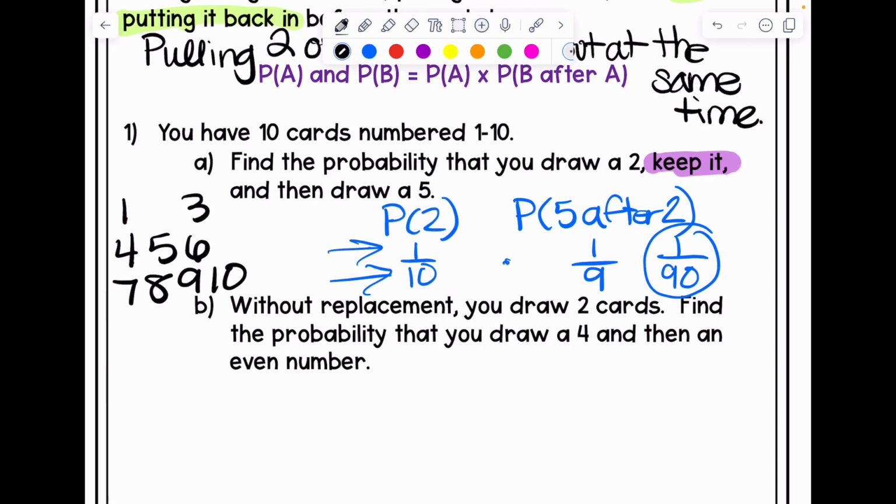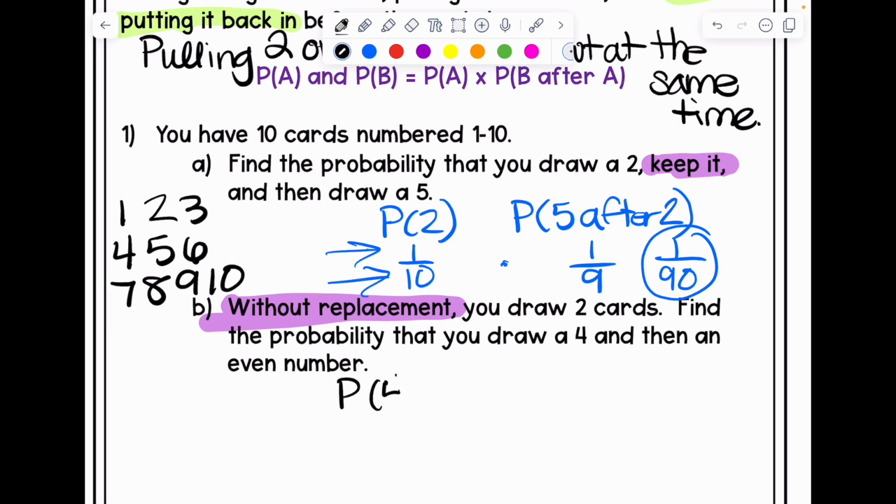So now we're going to reset my 10 cards. So I still have those 10 cards numbered 1 through 10. It says without replacement. So this is another indicator that we're going to be talking about dependent events. So we're not going to be replacing the first item. So without replacement, you draw 2 cards, find the probability that you draw 4, and then an even number.